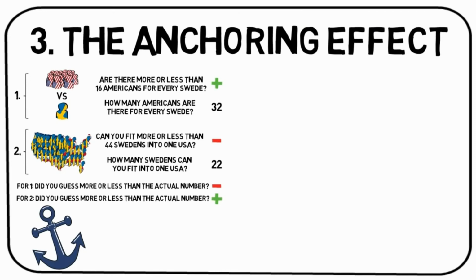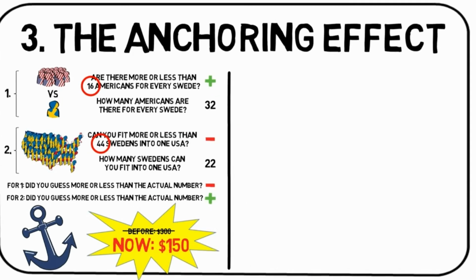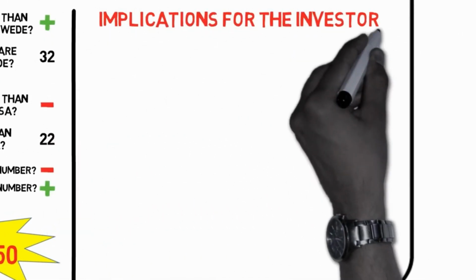When faced with an estimation that you don't know the solution to, you use whatever other values that you suspect can be connected to the solution. In this case, the 16 from the first problem and the 44 from the second act as anchors. System 1 will prime you towards these numbers, although they might not be relevant for the problem at all. Anchoring is used frequently by retailers. When you see a price tag with before $300, now only $150, it's difficult to not think of it as a bargain. Implications for the investor.